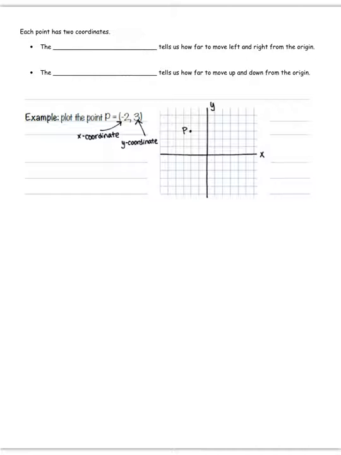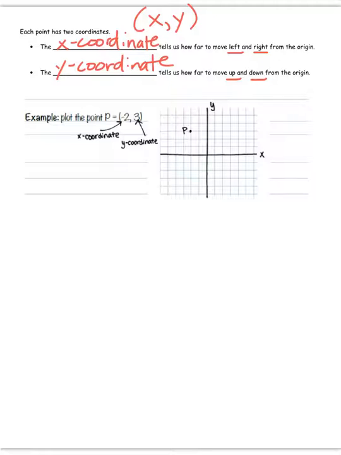Alright, so some more vocab. Now we're going to talk about each coordinate. And we're going to start with the coordinate x, y. The x-coordinate tells us how far left or right we move from the origin. The y-coordinate tells us how far up or down we move from the origin.